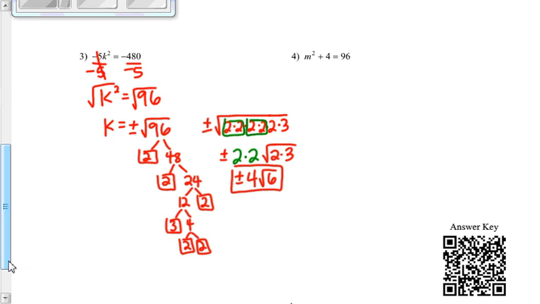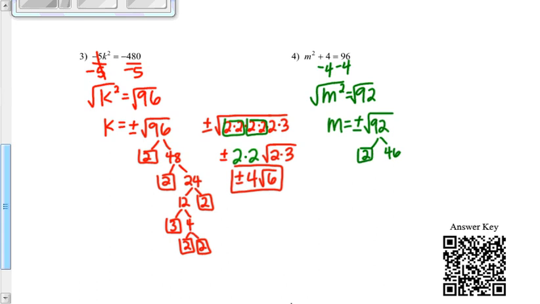And then on number 4, I'm going to subtract 4 to start with. So I have m squared equals 92. Same process, just different numbers. So I have m equals plus or minus the square root of 92. 92 breaks down into 2 and 46. 46, I could do 2 and 23. Neither of those break down. So if I rewrite, I have plus or minus square root of 2 times 2 times 23.